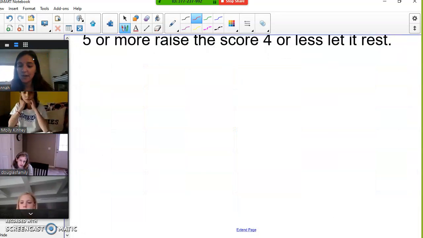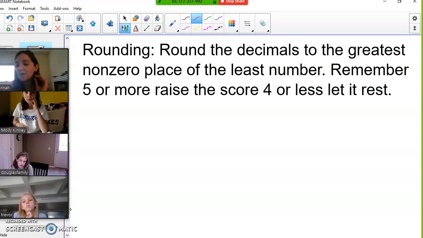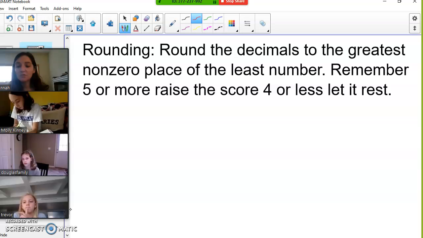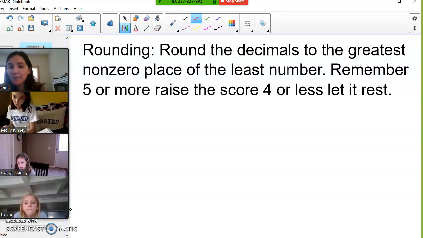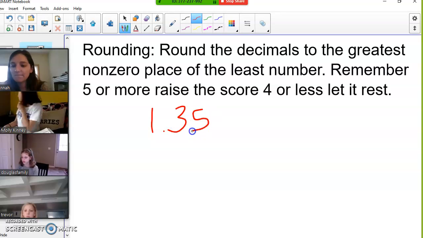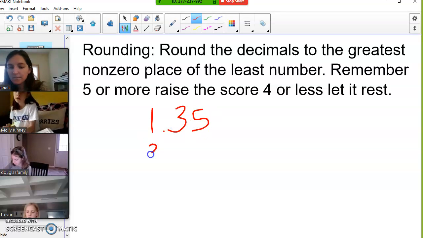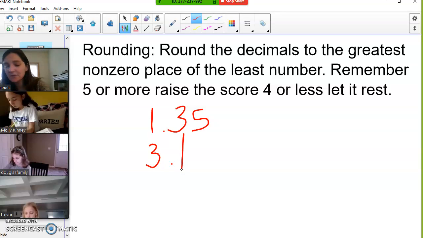But this is the other way. And you're going to have to know how to do both, but then you'll decide which way works best for you. So then we have way 2, which is the rounding way. You round the decimals to the greatest non-zero place of the least number. So remember, 5 or more, raise the score. 4 or less, let it rest. So I'm going to write the problem out like before, and I'm going to stack them this time. And Kate, same thing. It's the same problem. I'm just stacking them on top of each other, and I'm lining up the decimals because we're going to have to do that later.